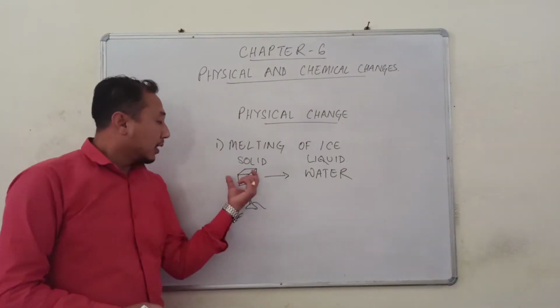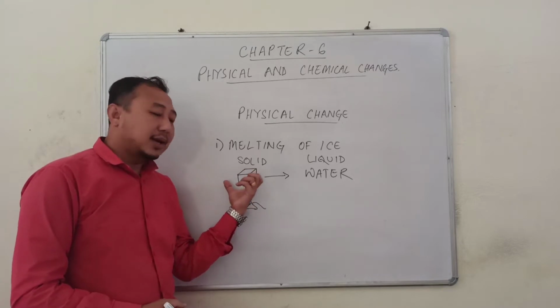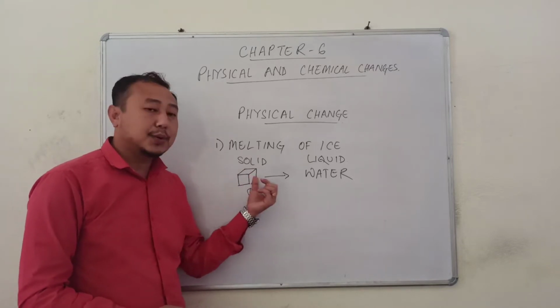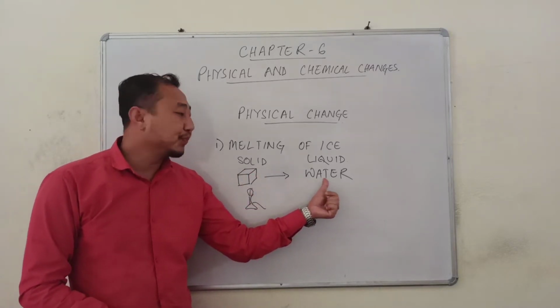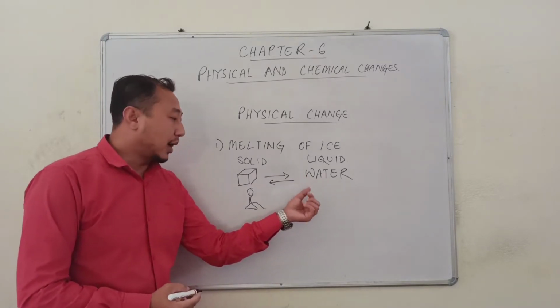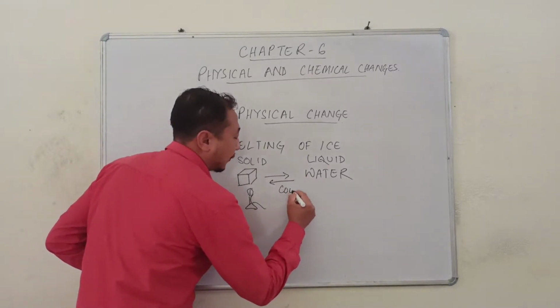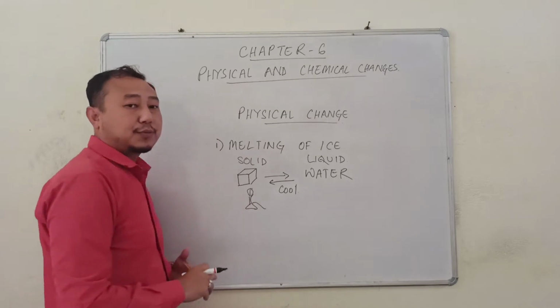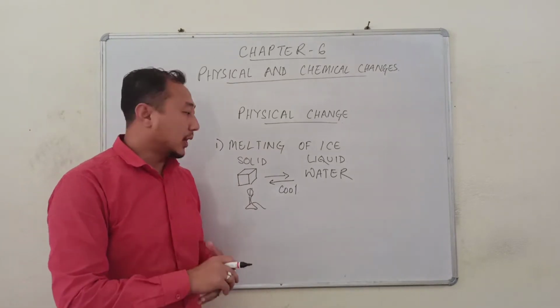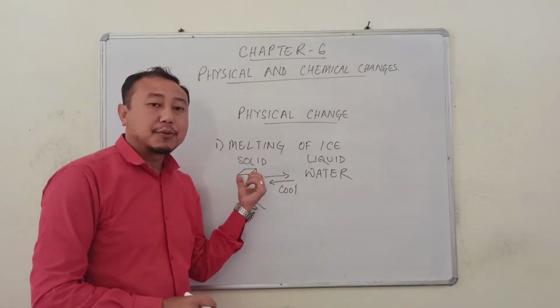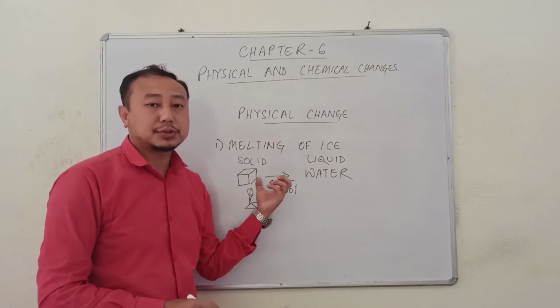So here, the solid form of water, that is ice, when it is heated, will get converted into the liquid form. And the liquid form of the water, when we cool it down, we can change it back into the solid form, that is the ice. So in this case, the change is reversed and there is no new substance formed.